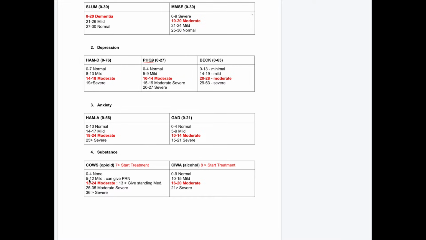So let's go over the scale ranges. It's 0 to 4 is none. Okay, so that means you're not having any symptoms. 5 to 12 is considered mild. At this point, you can give them a PRN. Why? Because remember I said anything greater than 7, you want to give them some sort of treatment, okay? 13 to 24 is considered moderate, and anything 13 and greater, you can give them standing medication.